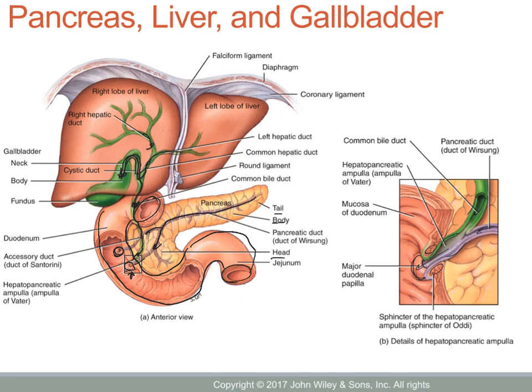I want to point out the liver and some of those structures we talked about. We have our right lobe here, our left lobe here. Notice the diaphragm up above and our falciform ligament. And like we said, our analogy of our sailboat with the boom and the sail, we have that boom, that vestigial structure from the umbilical vein, that round ligament.